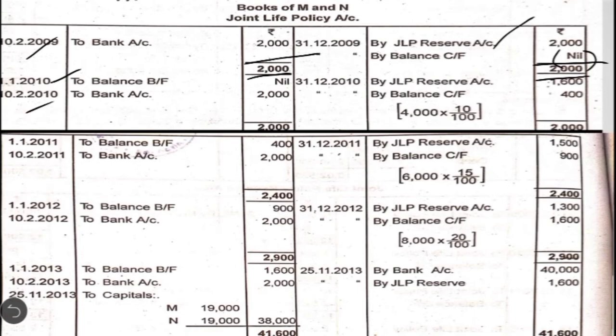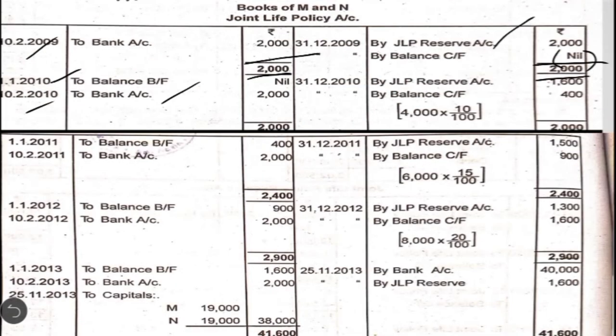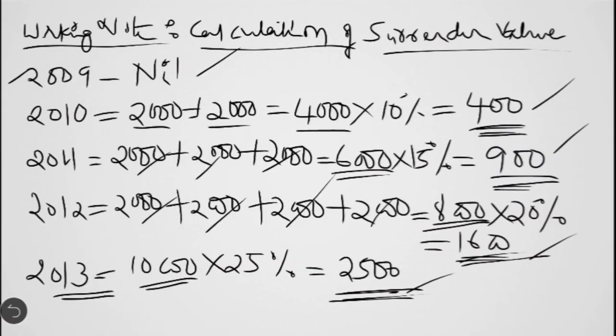So on 10th February 2010 we have to make the second annual premium payment. So here the entry is joint life policy account debit to bank account, and the amount is 2000. Then the other two entries at the end of that year, on 31st December 2010, for making the appropriation of profit by profit and loss account. And here the other part of the transaction. The next entry will be for reducing both the accounts to their surrender value. For the year 2010 we have calculated the surrender value as 400 rupees.